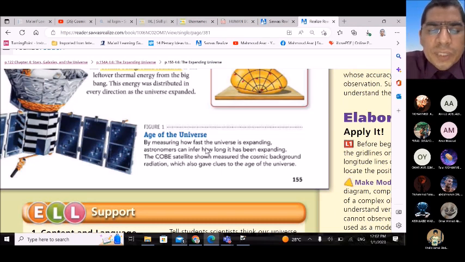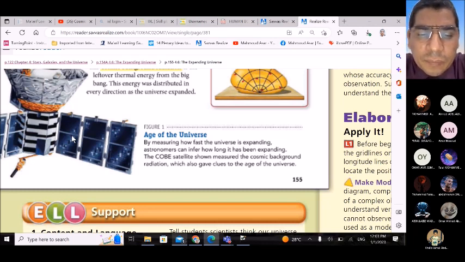The COBE satellites, like this one in the diagram on the left side of the page, measured the cosmic background radiation. You see these dots, the white dots in the diagram? The white ones are collected in lines. They form the cosmic background radiation, in the vacuum of the universe. So they can measure its expansion so that they can infer how long the universe has been expanding.